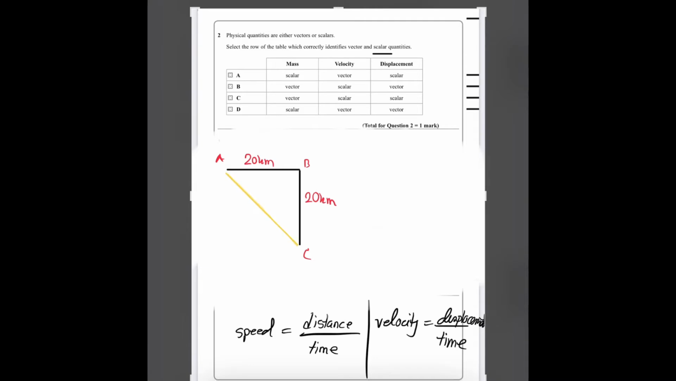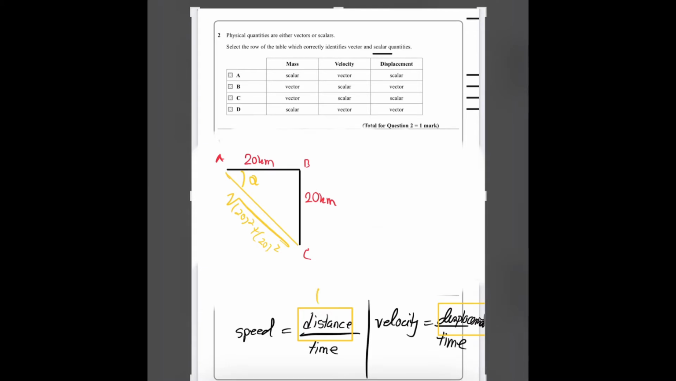distance between 2 points. So this from A to C, this distance is the shortest distance, which is root over 20 squared plus 20 squared, right? 20 squared plus 20 squared, and there is an angle. So we can say that the displacement is root over 20 squared plus 20 squared due east or due west or due north, something like that. So displacement has a direction, but distance does not have a direction. It has only the magnitude. So distance is 40 kilometers and the displacement is the one I just said.